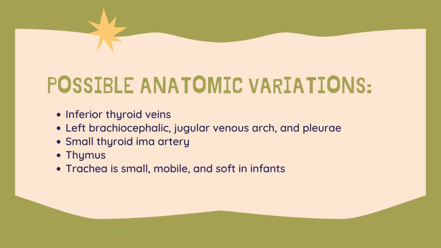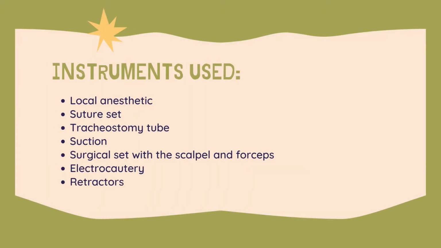Third, the small thyroid ima artery, which presents in approximately 10% of patients. Fourth, the thymus, which covers the inferior part of the trachea in infants and children. And lastly, we should note that the trachea is small, mobile, and soft in infants, making it easier to cut the posterior wall. The instruments to be used are the following: local anesthetic, tracheostomy tube, suction, surgical set with a scalpel and forceps, electrocautery, and retractors.